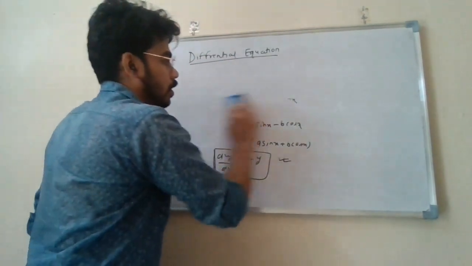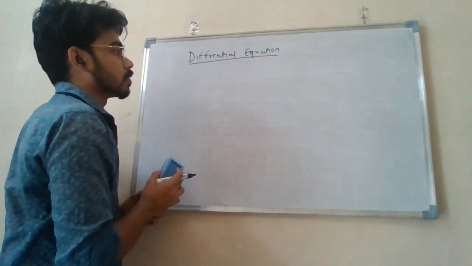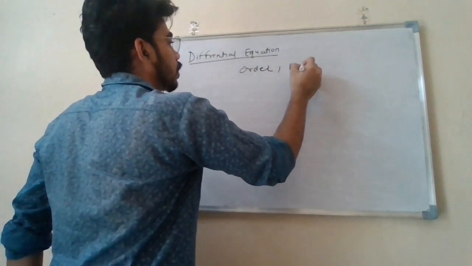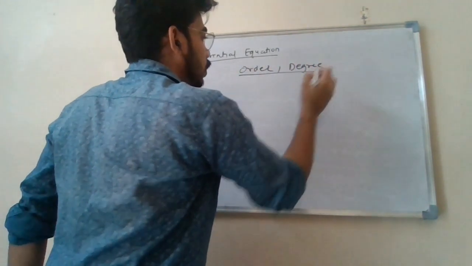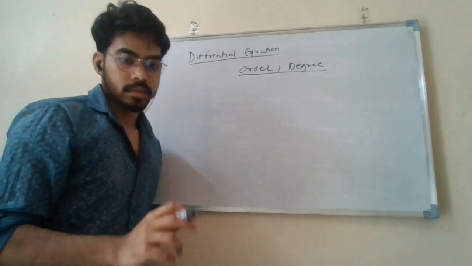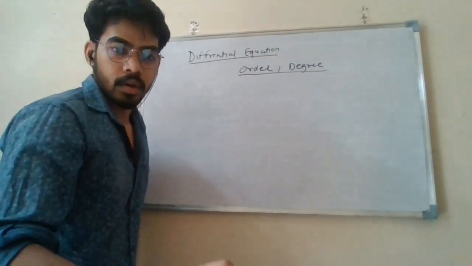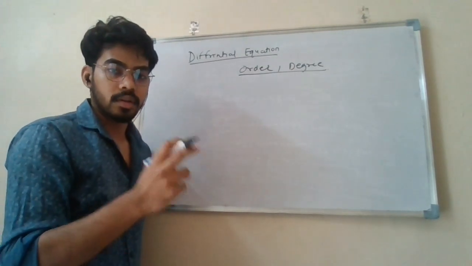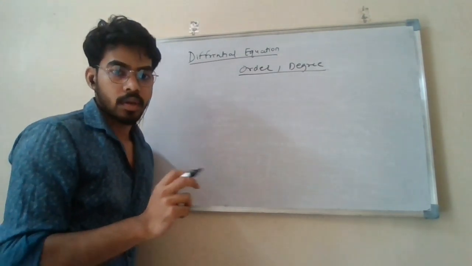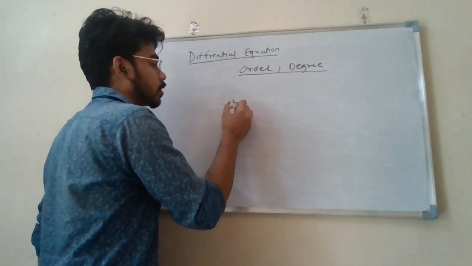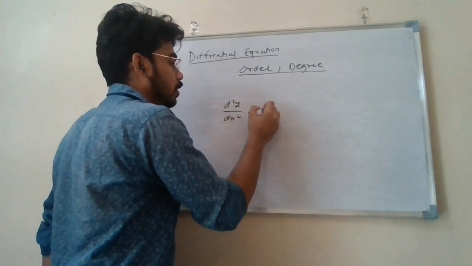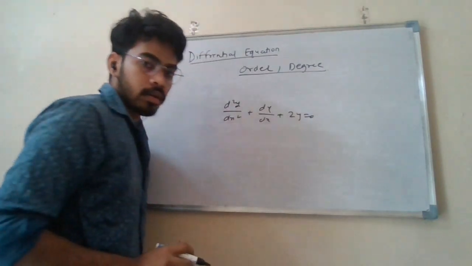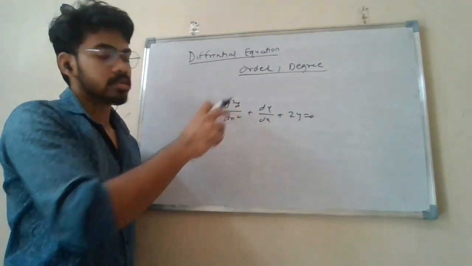Next topic is the order and degree of the differential equation. See, finding the order is very easy. You have to find the highest order derivative in the differential equation. Suppose we have an equation like d2y by dx square plus dy by dx plus 2y equal to 0. Then what is the order of this differential equation?